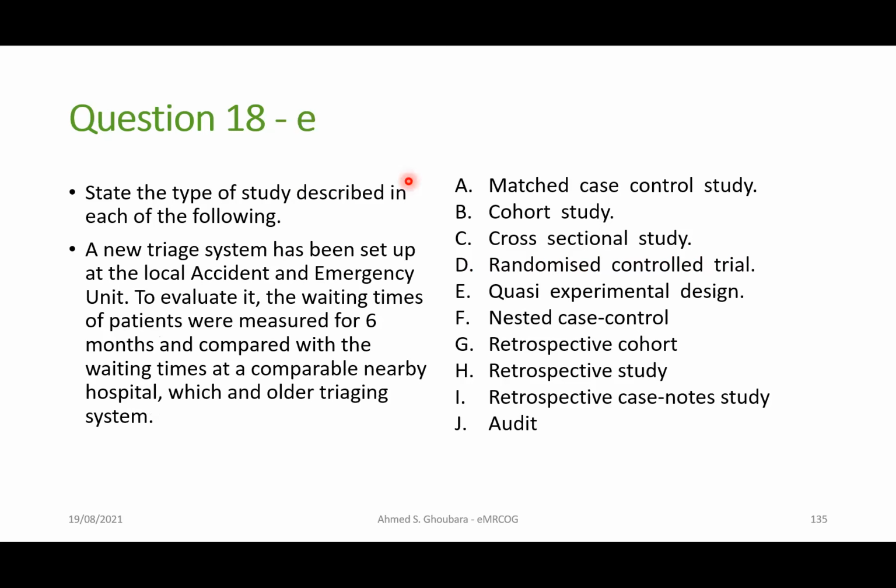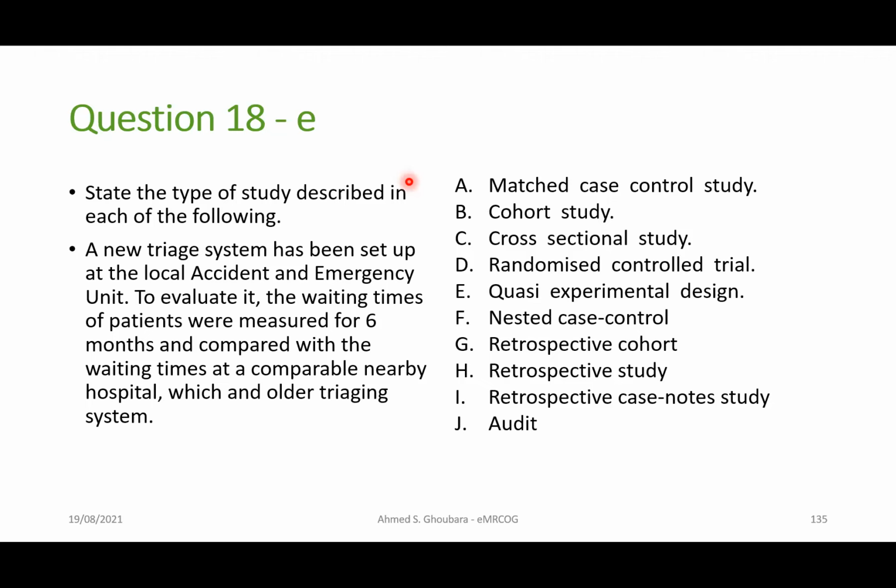This one is a bit tricky. A new triaging system has been set up at a local A&E department, and the waiting times of the patients were measured for 6 months and compared with the waiting times at a comparable nearby hospital with an older triaging system. So they're setting up a new triaging system and comparing the new one in this hospital with the older one in another hospital.